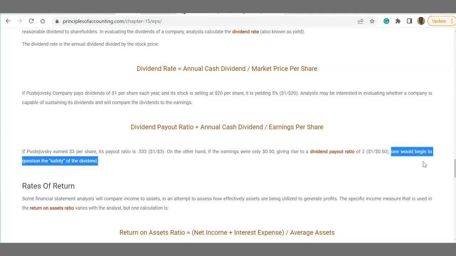One would begin to question the safety of the dividend. How long can someone do that? How long can someone earn just 50 cents and give you $1 for the dividend? Okay, maybe that happens for a year or two, but they cannot continue like that. But there are companies that have a high payout ratio, like Ford, which I remember a few years ago had a very high earning payout ratio, like 67% or something like that.